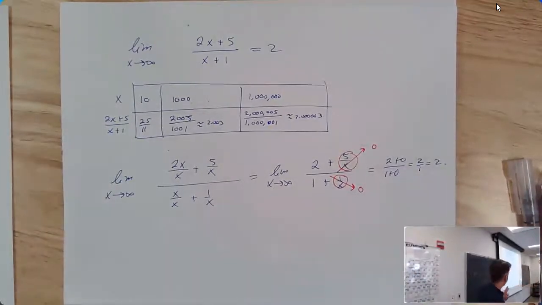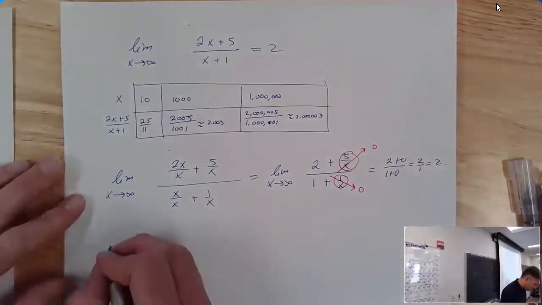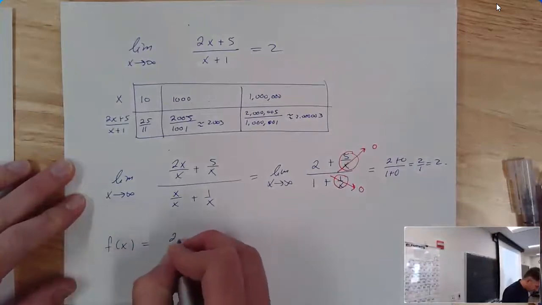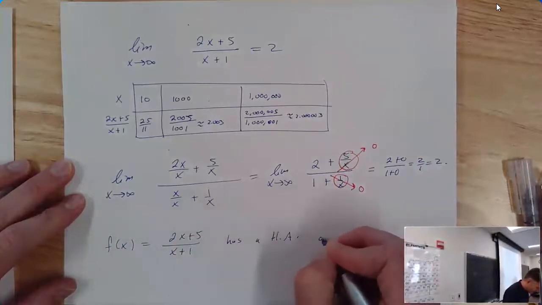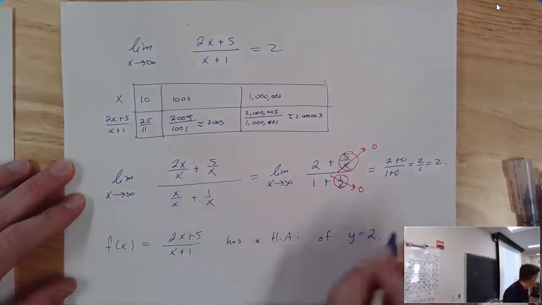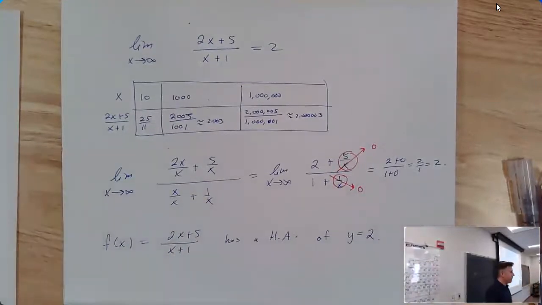A couple things here. Thing one, this is how you find the horizontal asymptote of this function. So the function f of x equal to 2x plus 5 over x plus 1 has a horizontal asymptote of y equal to 2. And you can totally graph it and see that as x goes out towards infinity or negative infinity, the function is going to get closer and closer and closer and closer to 2. From above. Yeah.